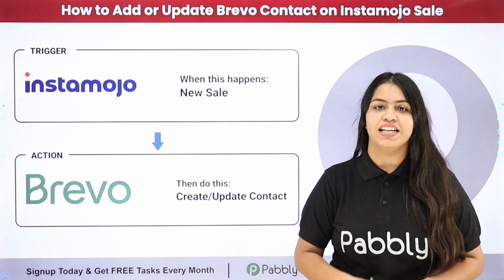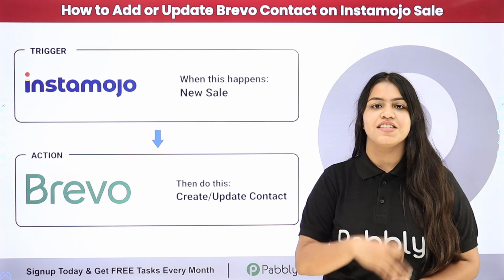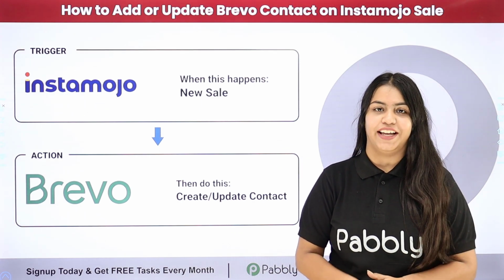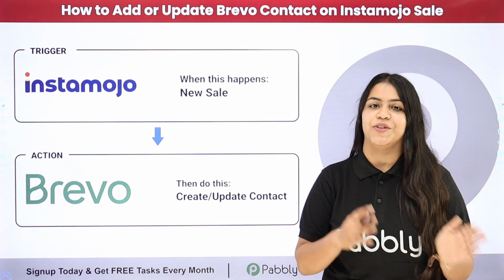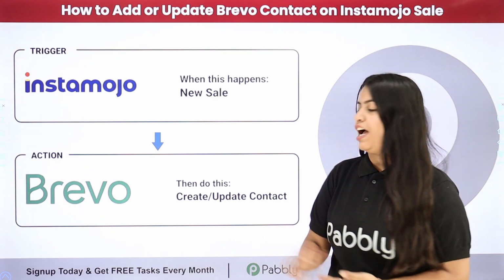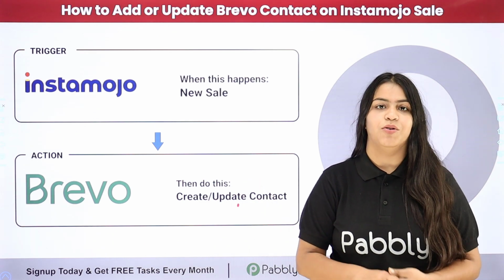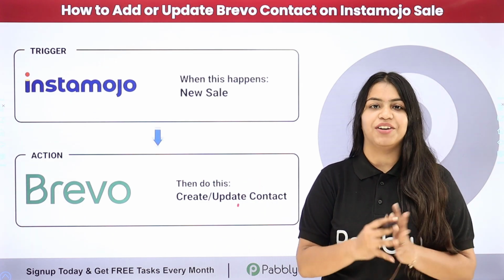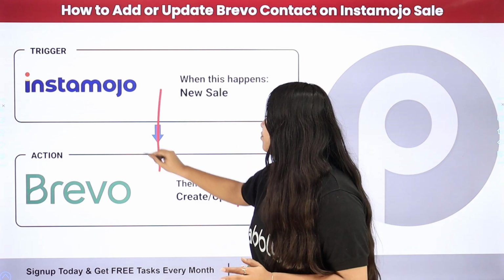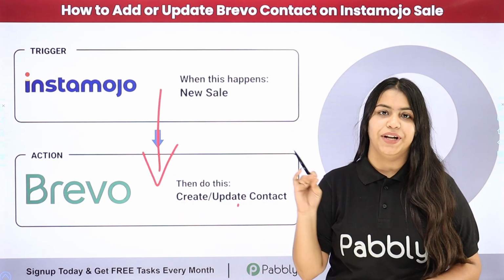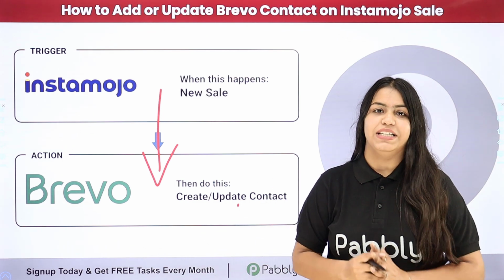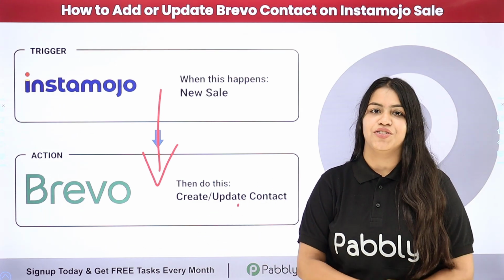So over here I'm running a skincare brand and we use Instamojo to sell our products online. Now what I want is that as soon as we sell a new product online with the help of Instamojo, automatically a contact should be created or updated in my Brevo account too. So to do this, we are going to create a connection between Instamojo and Brevo. To create this connection without knowing any programming or coding language, we are going to use Pabbly Connect. It is an amazing automation software.